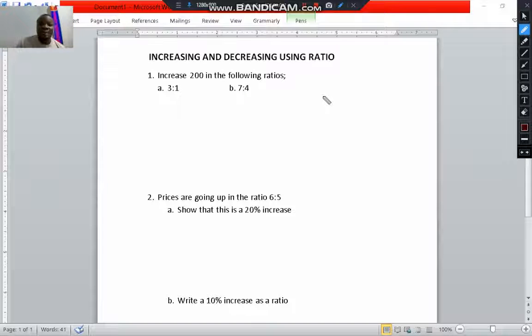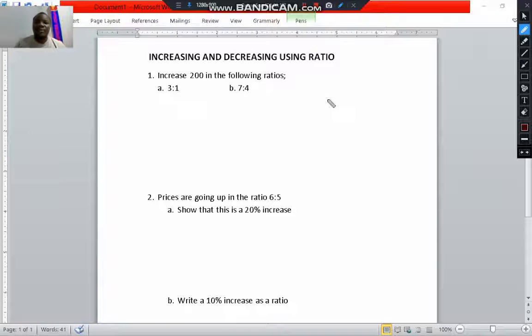For joining me. I want to continue looking at ratio, looking at percentage increase or decrease using ratio, or increasing a given quantity or decreasing it using some ratios given.